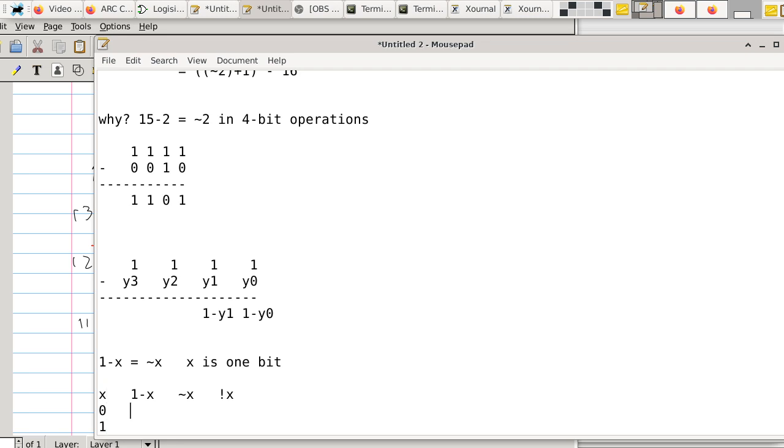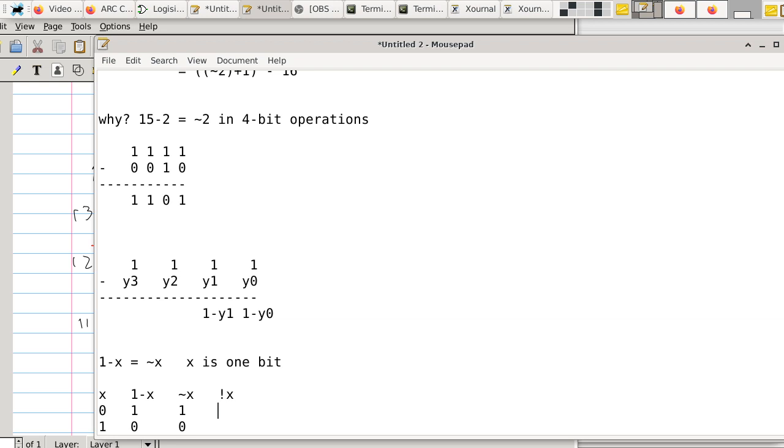Okay, fine. What is 1 minus 0? Regardless of the base, just 1. What is 1 minus 1? 0. Okay. What is bitwise not of 0 when we're only dealing with 1 bit? And what is bitwise not of 1?